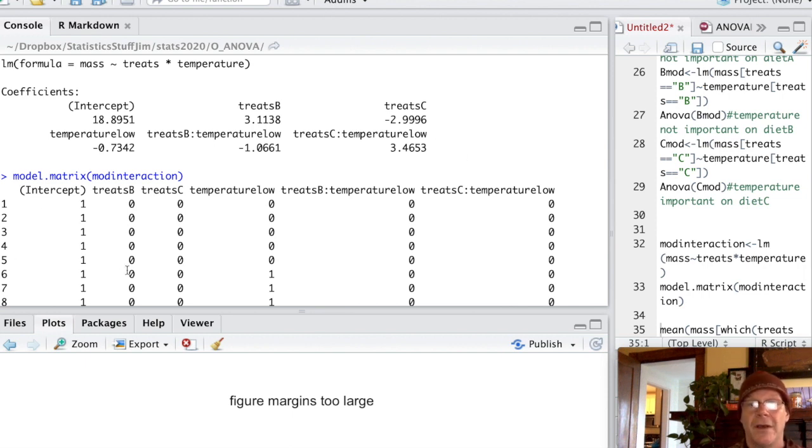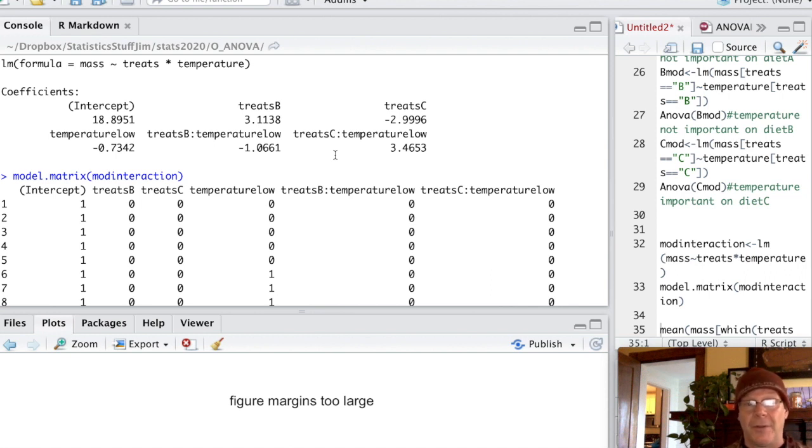dummy coding is. So again, if you're in the very first group, treatment A, and you are at a high temperature, you're going to get the intercept, which is their mean, times 1. You multiply 1 by something, it doesn't change. But then you're going to multiply all of these other coefficients by 0. So essentially, they're just totally dropping out of the model, and that's going to be our baseline.